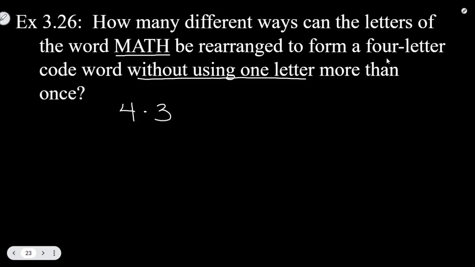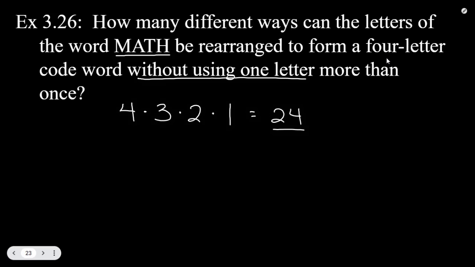And after we've used the first 2 letters that we've chosen, there's only 2 options left for the third one. And then once you've chosen the first 3 letters, there's only 1 option left for the last one. So if we multiply this together, 4 times 3 times 2 times 1, we get 24 different arrangements of the letters in the word math that you could use as some sort of coded, I don't know, password or something.